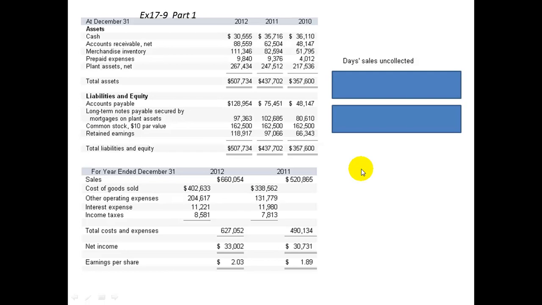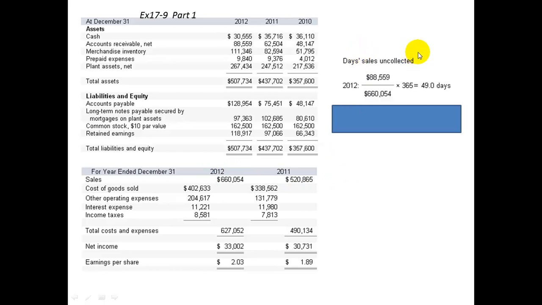This is a four-part problem that takes a look at our inventory and our accounts receivable. And the first ratio we're going to put together for the years 2011 and 2012 will be the days sales uncollected. So for 2012, our days sales uncollected ratio will be our ending balance of accounts receivable for 2012, which is on our balance sheet, 88,559. And we're going to divide that by our 2012 sales of 660,054.